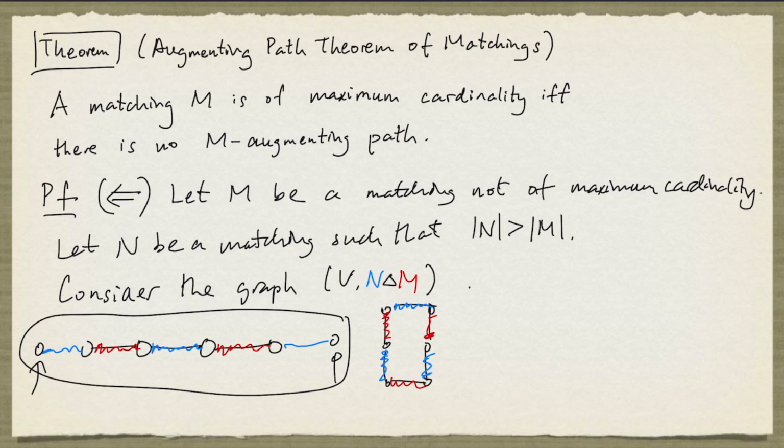Even though this theorem gives a characterization of when M is a maximum cardinality matching in terms of the existence of M augmenting paths, it's not clear how we can always identify if there is an M augmenting path or not. And this is the key task in the problem of finding a maximum cardinality matching.